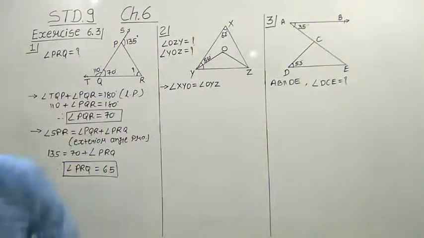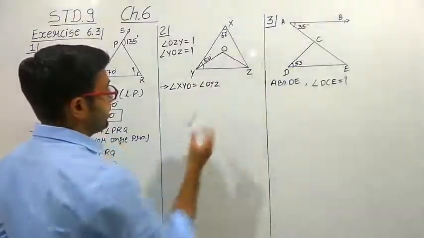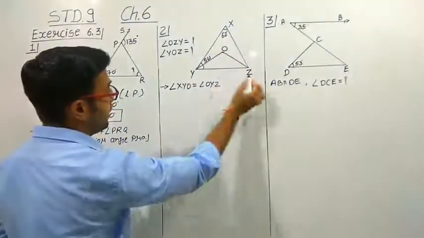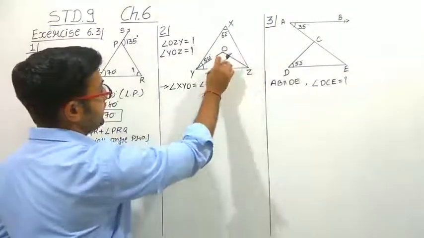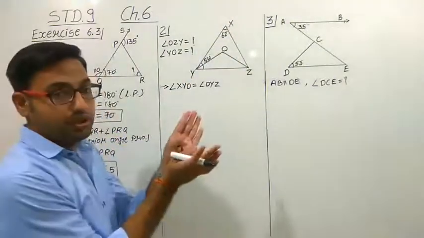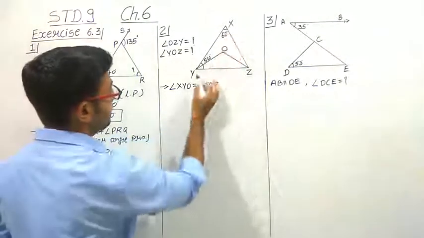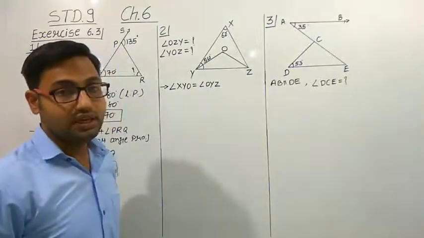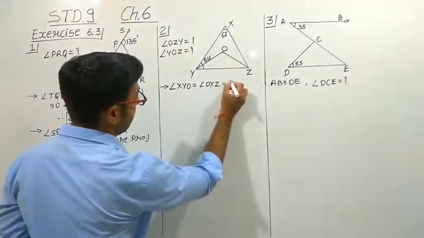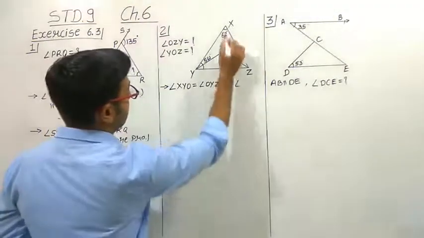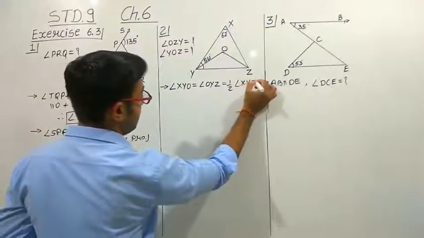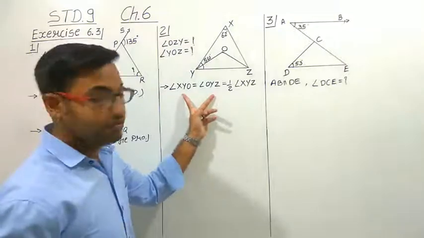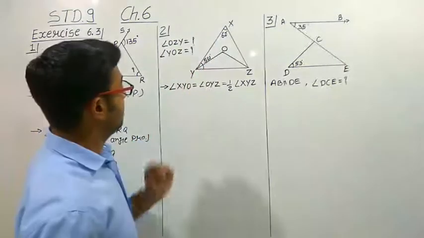See, here we have a triangle XYZ. Now, YO is the angle bisector of angle XYZ, right? So this angle XYZ is divided into two equal parts. One is angle XYO and the second is OYZ, and both these angles must be equal. Both these angles are half of angle XYZ, because the total angle XYZ is divided into two equal parts. Suppose the total angle is 54 degrees, as given here.